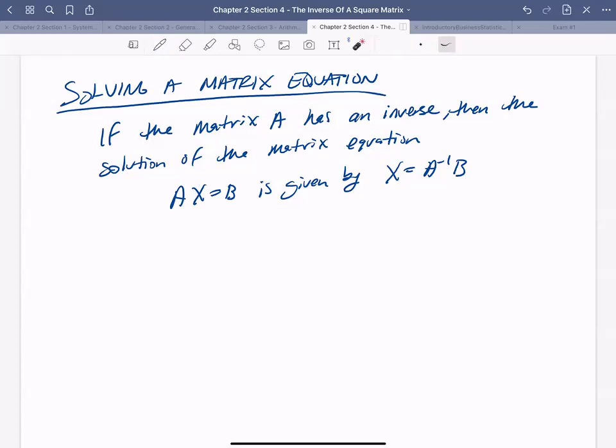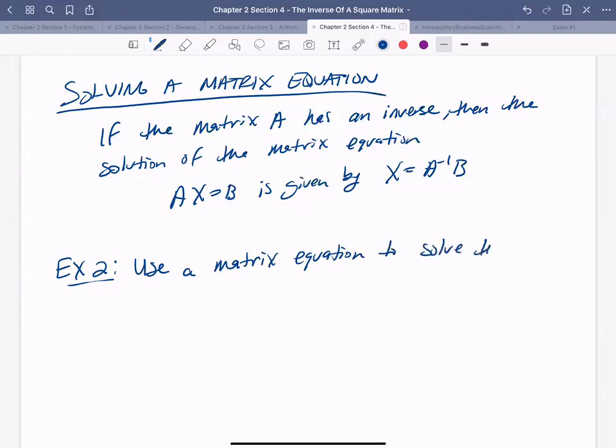So if we can write it as the matrix A times the matrix X equals the matrix B, if we're just trying to find X, then we can just say that if we have the inverse, we can multiply that by B, and then that's all we have to do. So example 2. Use a matrix equation to solve the system.